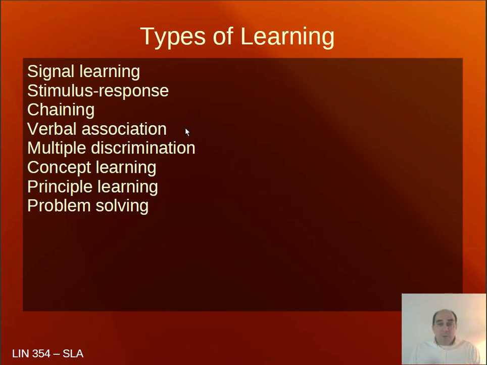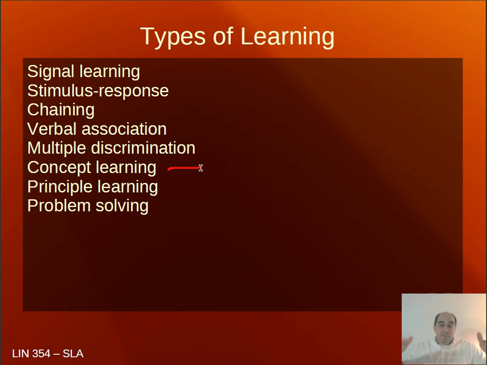And so you have a stimulus and a response in the verbal sense, in the verbal association. This is with multiple discrimination. But you can discriminate a variety of responses that are appropriate. Concept learning now goes higher above that, where you have all these different chained verbal associations, but you can learn the whole general concept. You can learn all of these together in one abstract idea, okay?